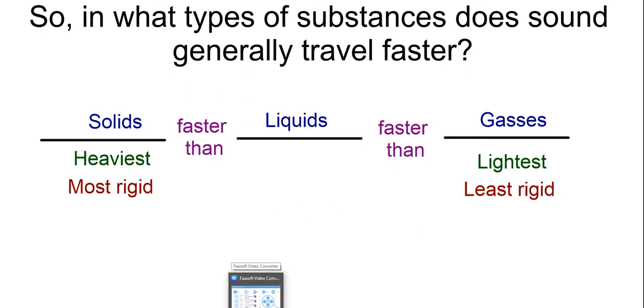So what this says, and the moral of the story is this. Sound travels fastest generally in solids because they're heavy and rigid, next in liquids, and last in gases.